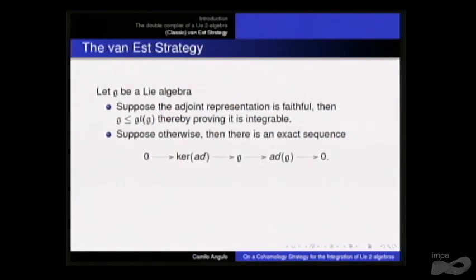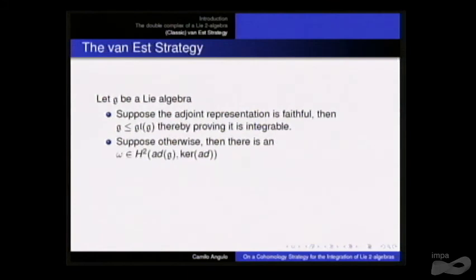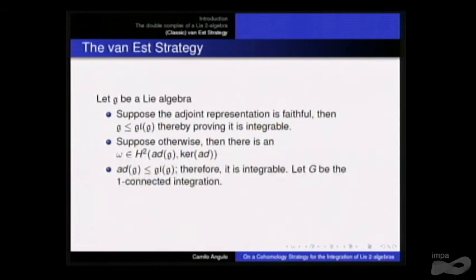Next, you suppose it isn't. You suppose the adjoint representation isn't faithful, and then you get a kernel, right? And this is an exact sequence that, because of the classical theory of extensions of Lie algebras, can be codified in a 2-form of the Chevalley-Eilenberg cohomology of the image of the adjoint representation with values in the kernel. Now, the image continues to be a subalgebra of a linear Lie algebra, so it's integrable. I'm going to call it G.